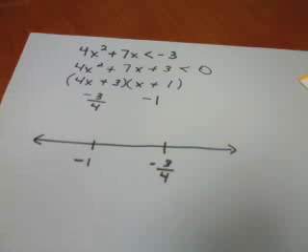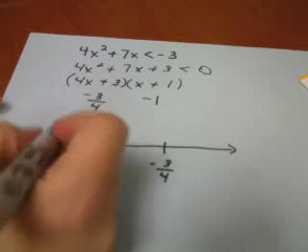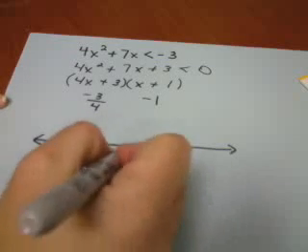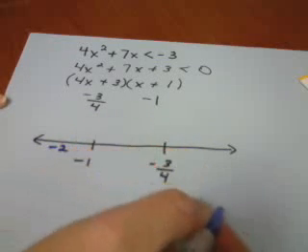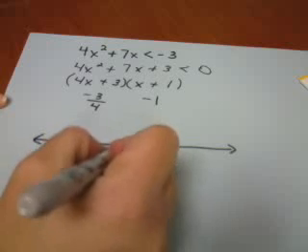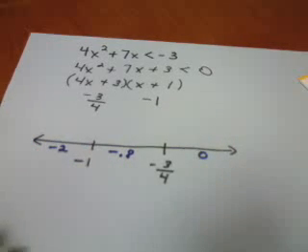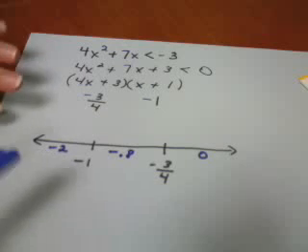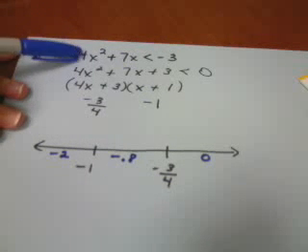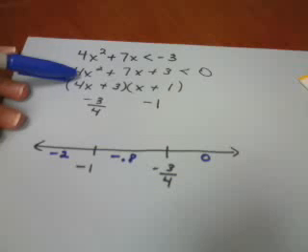So I'm going to pick the numbers, let's see, I'm going to use negative 2 in this region. This is kind of tough because they're so close together. I'm going to use negative 0.8, and then I'm going to use 0 over here. Okay, when I go back in and substitute them in, I'm substituting in to the original, or you can substitute them in right here. It really doesn't make a difference.